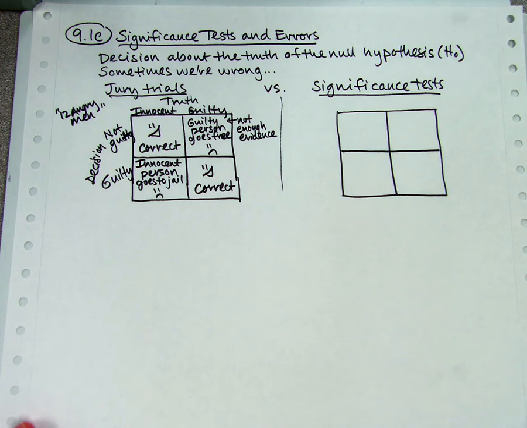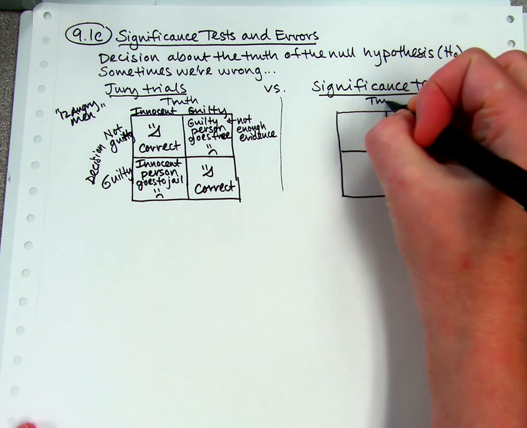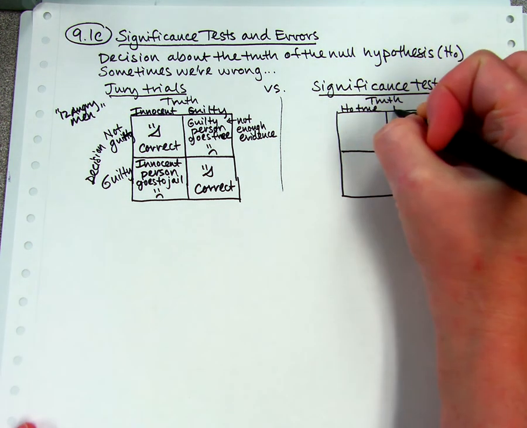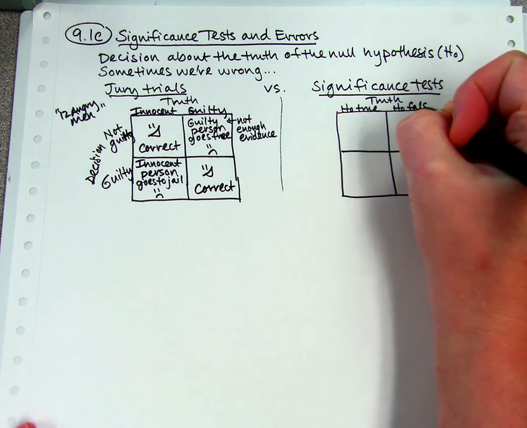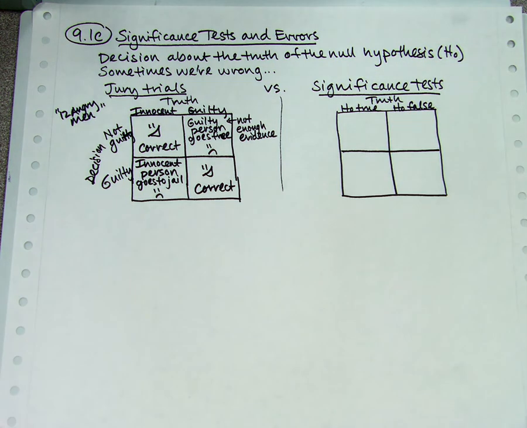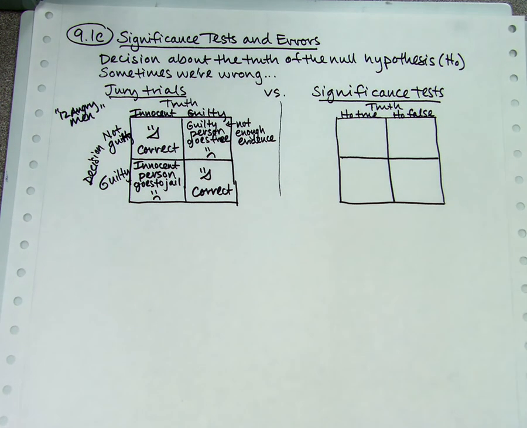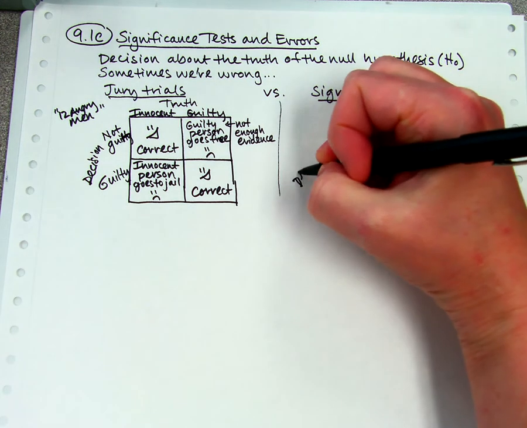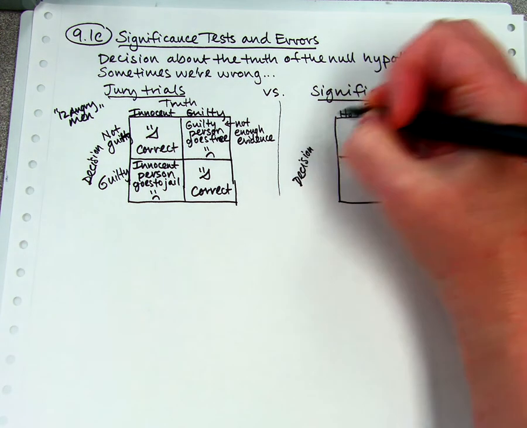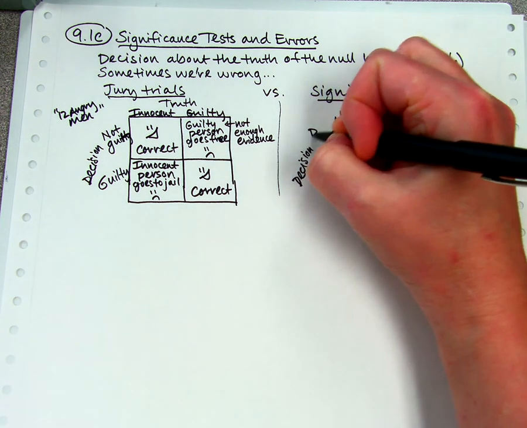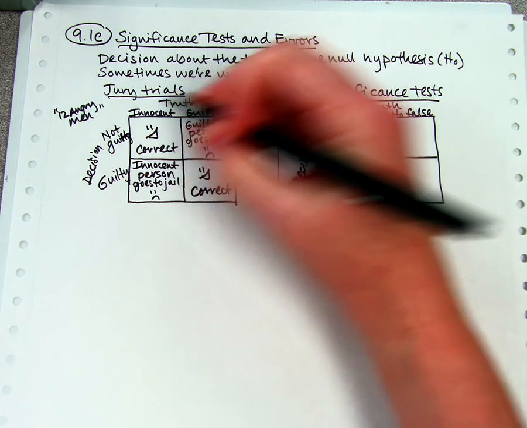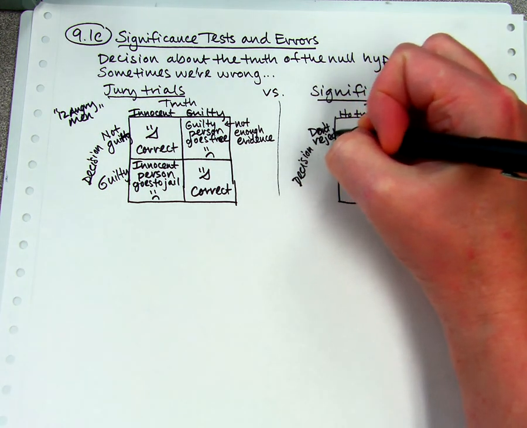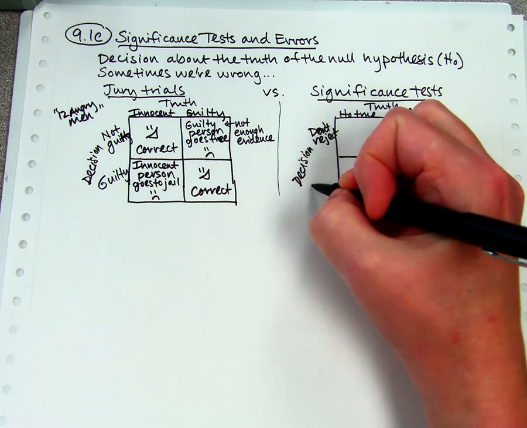Significance tests have the same basic idea. The truth is either the null hypothesis is true or the null hypothesis is false. It's kind of like that null hypothesis is our defendant or our person who's on trial, and we're trying to decide based on the evidence that we have to make a decision about not rejecting it. We never say accept, just like we never say innocent, we say not guilty. So don't reject would be the equivalent of not guilty. Or if we think that it's false, then we would reject it.